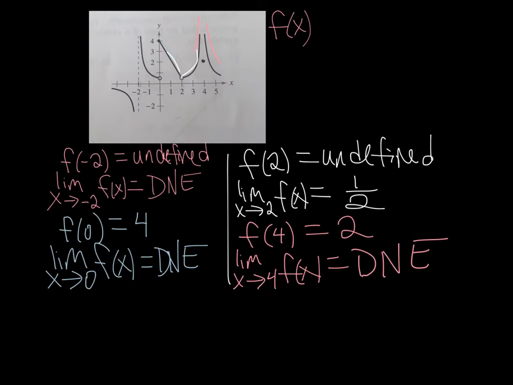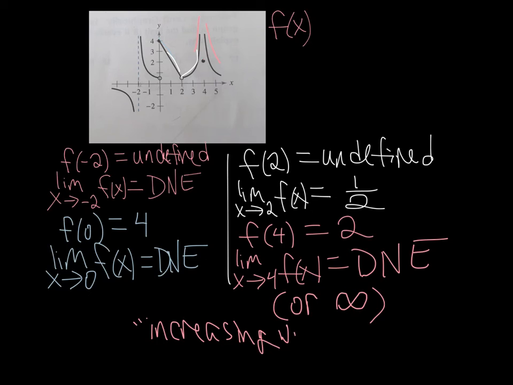We may write as a shorthand that from the left and from the right, this graph is increasing without bound, and increasing without bound we write with an infinity symbol. So infinity means increasing without bound. The y values are getting bigger and bigger without bound. And there you have one example of limits with a piecewise function.